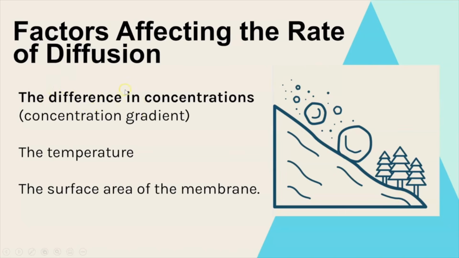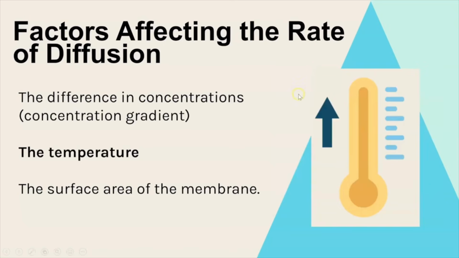The higher the concentration in one area, the faster those particles will diffuse to the area where there's a lower concentration. Secondly is temperature. The higher the temperature, the more kinetic energy the particles have, and kinetic energy is movement energy. So if those particles are moving faster, then diffusion will happen faster.